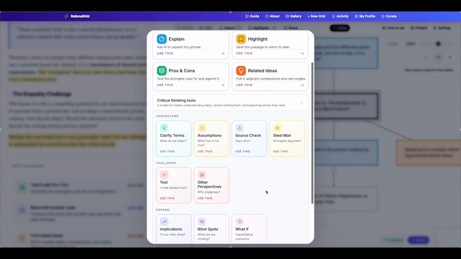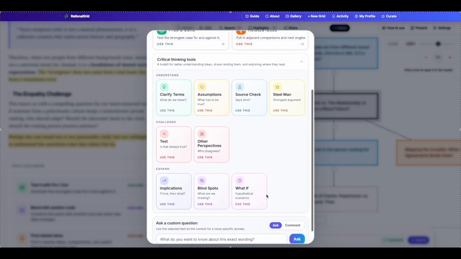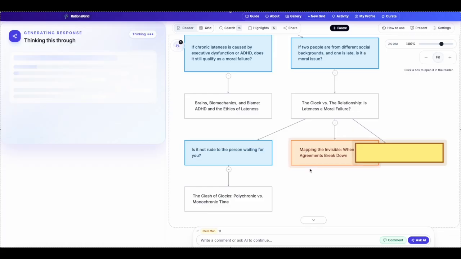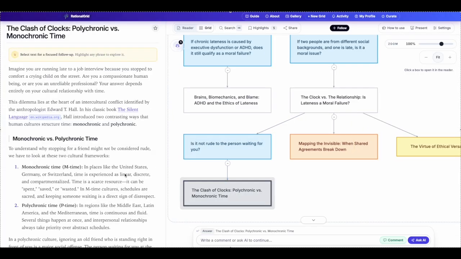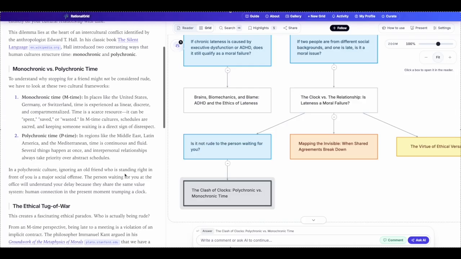And here we're showing the critical thinking tools. So there are not only simple challenges, but a whole series of tools to help you challenge and question your understanding of a particular topic.